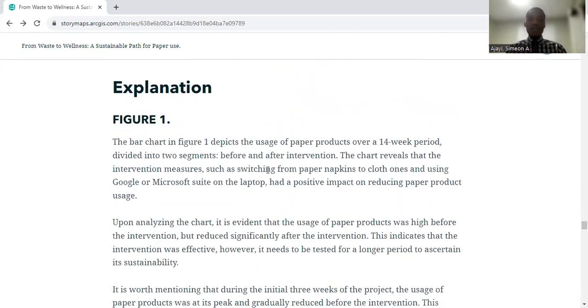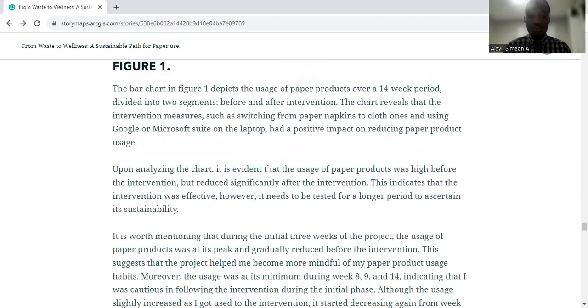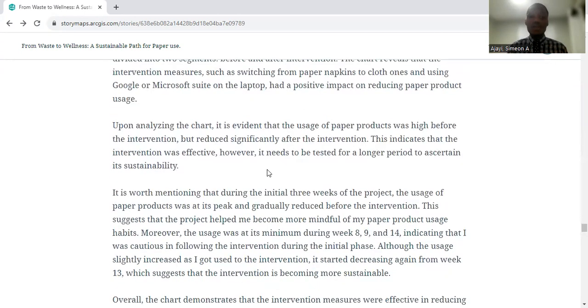So now to the explanation. I've basically talked about it, but just to give a clearer picture. The bar chart in figure 1 depicts the usage of paper products over a 14-week period, which is divided into two segments, before and after intervention. The chart reveals the intervention measures, such as switching from paper napkins to cloth ones and using Google Maps, Google or Microsoft Suite on laptop, which are the positive effects.